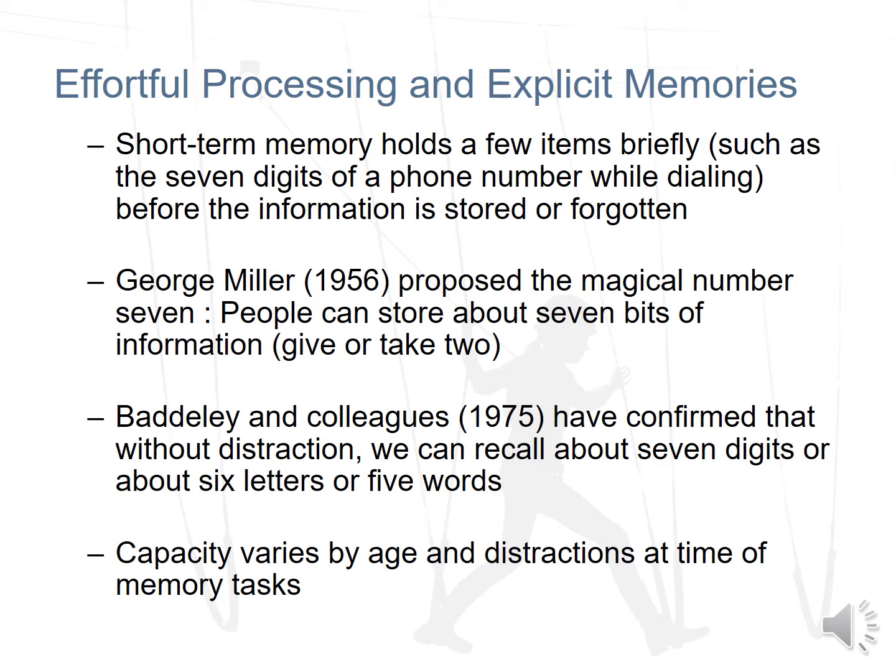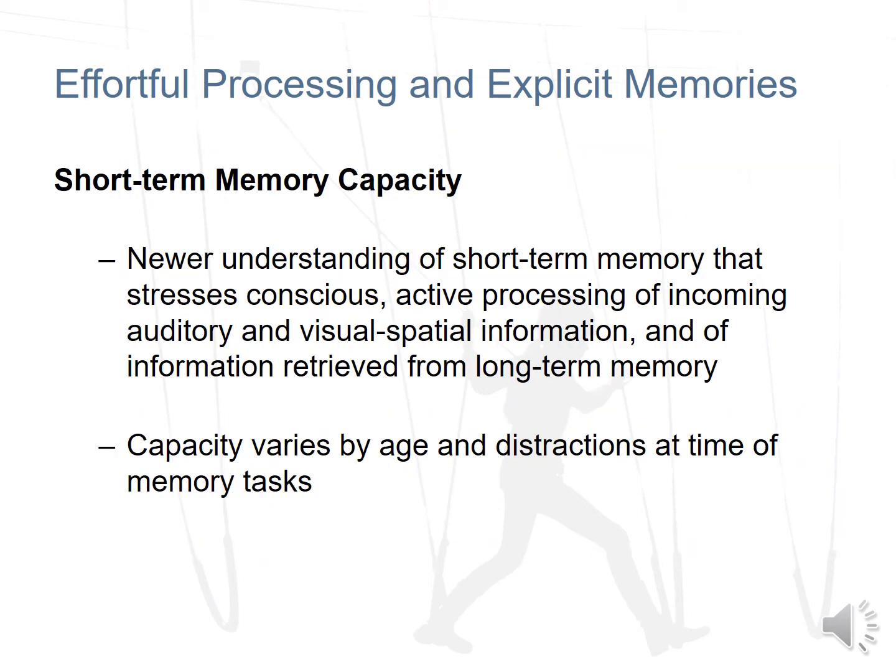George Miller proposed the magical number 7. People can store about 7 bits of information, give or take 2. Baddeley and colleagues have confirmed that without distraction we can recall about 7 digits or about 6 letters or 5 words. Capacity varies by age and distractions at time of memory tasks. The newer understanding of short-term memory stresses conscious, active processing of incoming auditory and visual spatial information and of information retrieved from long-term memory.